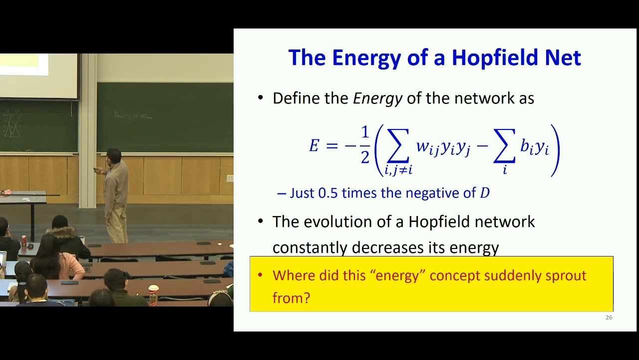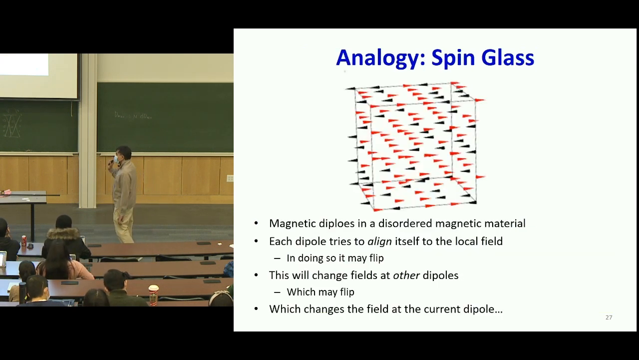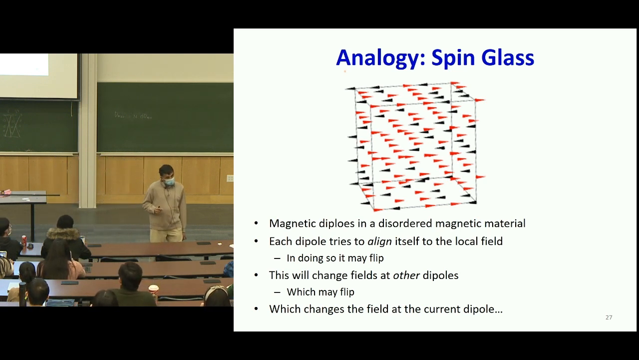So I'm going to define the energy of the network. We just did this. Where did this energy concept come from? For this energy concept, we're going to go back to physics, something called dipoles. This concept of Hopfield nets actually came from the study of ferromagnetic materials. Magnetic materials have these little molecules that are dipoles, they have a magnetic moment, and every molecule is going to try to align itself with the local magnetic field.